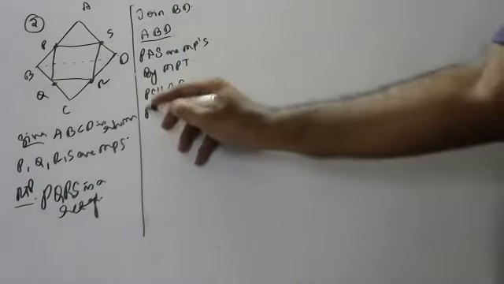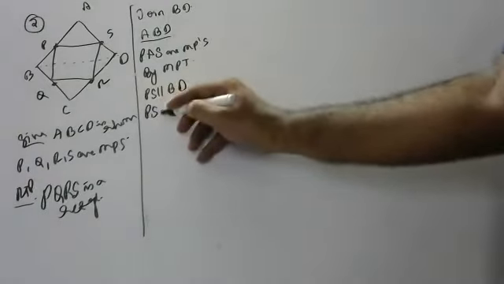Anyone wants to say? Sir, P and S are midpoints. So PS is parallel to BD and PS is half of BD. Please mute your audio, so much disturbance is coming.